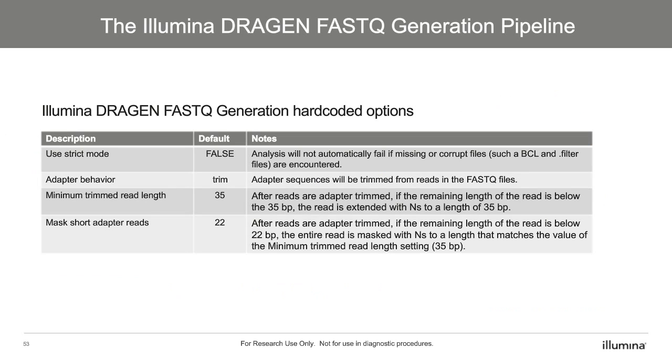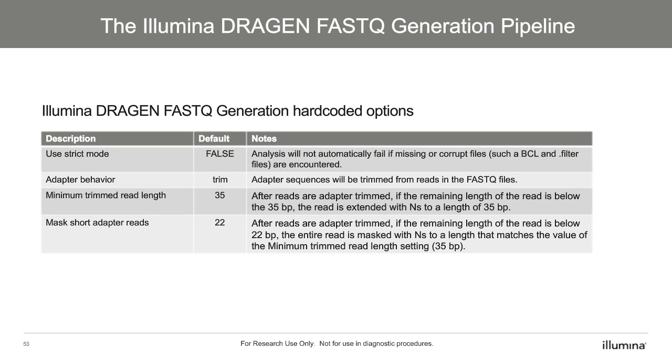Okay, and lastly for this pipeline, I wanted to talk about some of the hard-coded options or non-configurable options. The very first one, use strict mode, is going to be set to false. Basically what that means is if the software encounters a corrupt or missing BCL file, it's not going to terminate the analysis, it's going to continue on, and it's going to still produce your FASTQ files. Now the adapter behavior is always set to trim, which means that we're always going to be doing adapter trimming when we generate our FASTQ files. Two other settings that we talk about are going to be the minimum trimmed read length of 35 and the mask short adapter reads of 22.